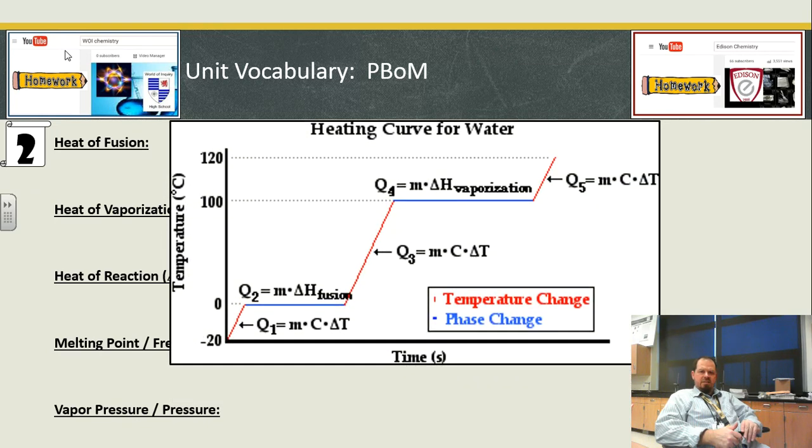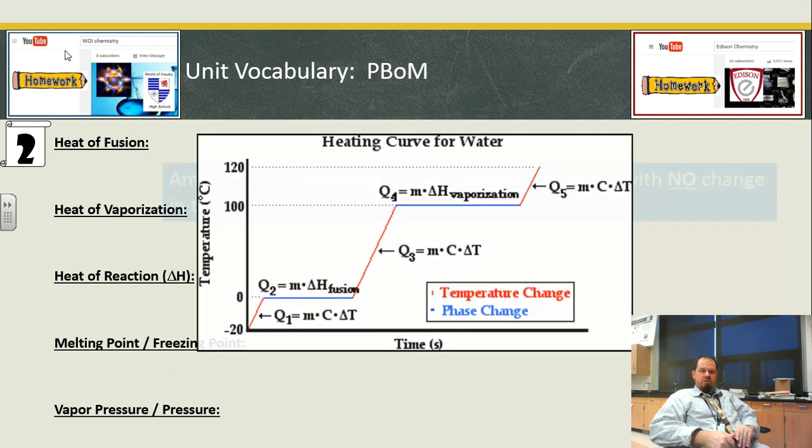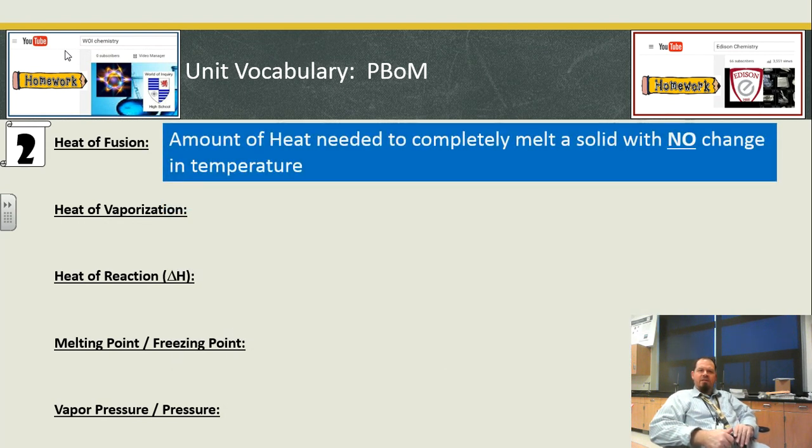Okay. Moving on, heat of fusion. This is a constant that we need to know for solving these Q equations. Okay, so it's going to be H sub F. You see heat of fusion down at the bottom, you see it's delta H, so it's a change in heat. Okay, the amount of heat needed to completely melt a solid with no change in temperature. The heat of fusion happens during a phase change.